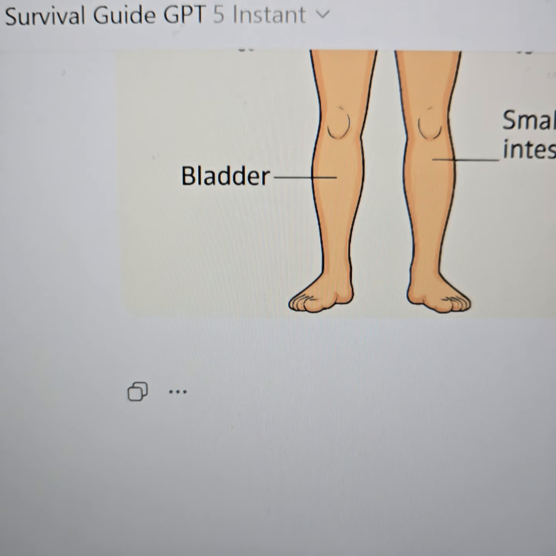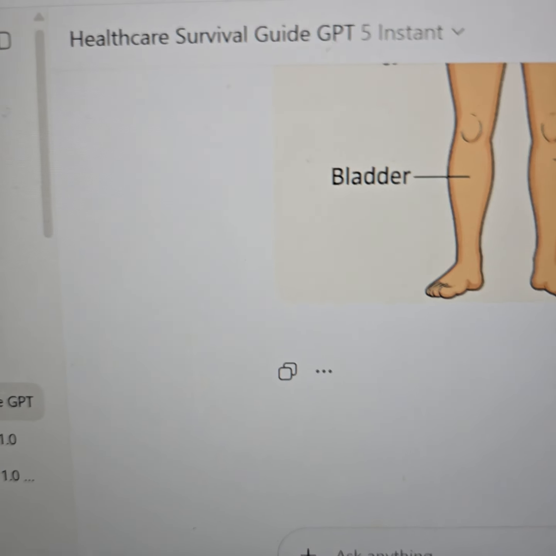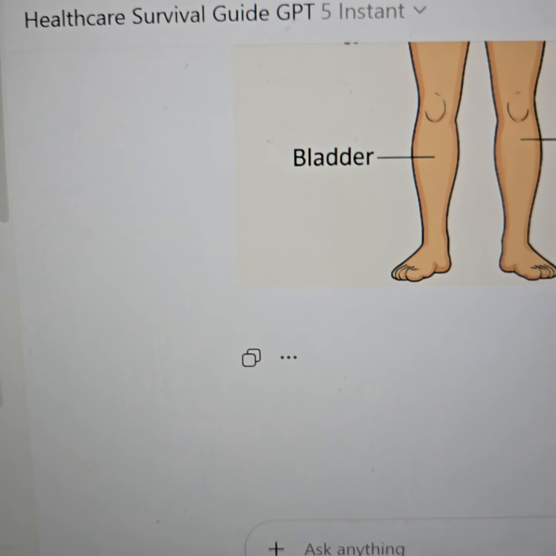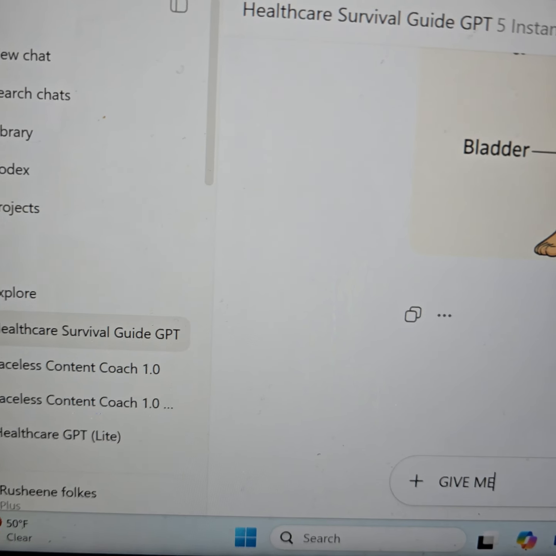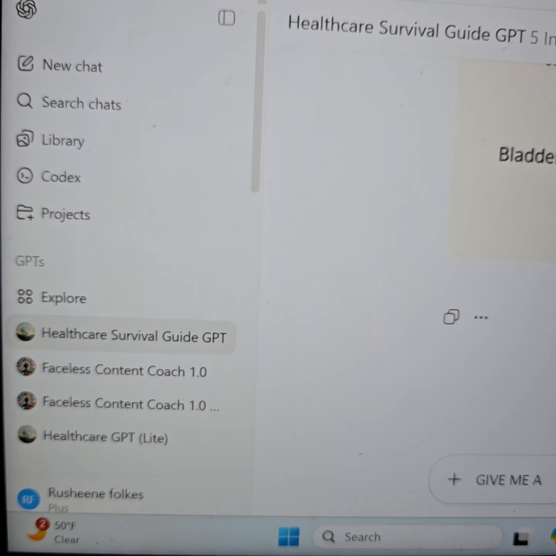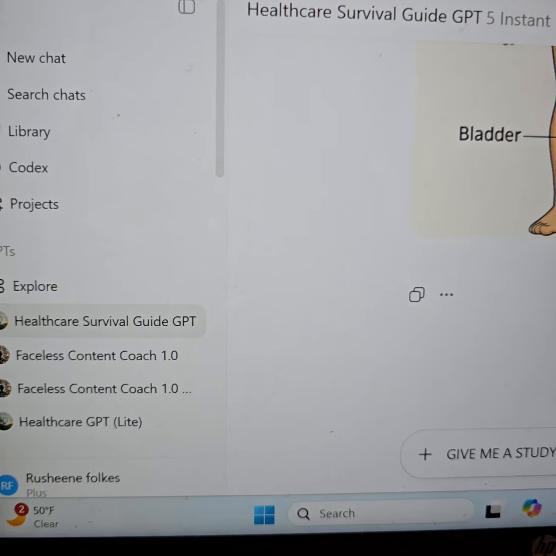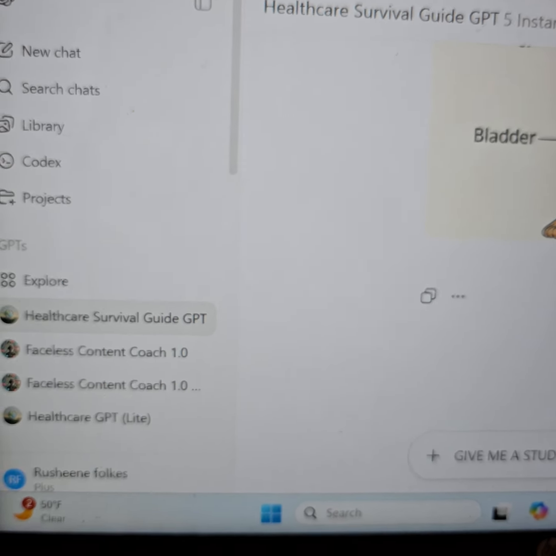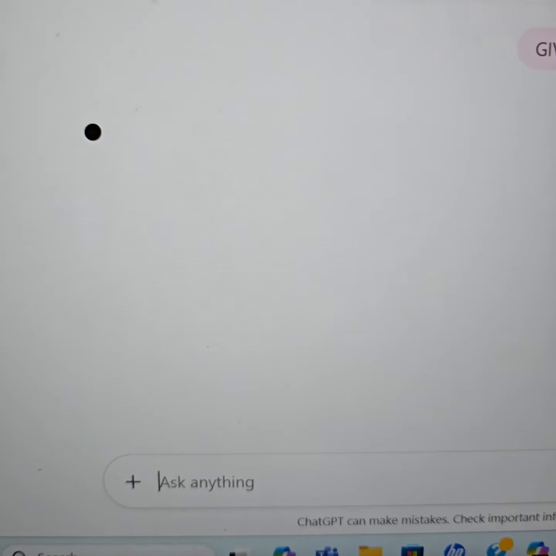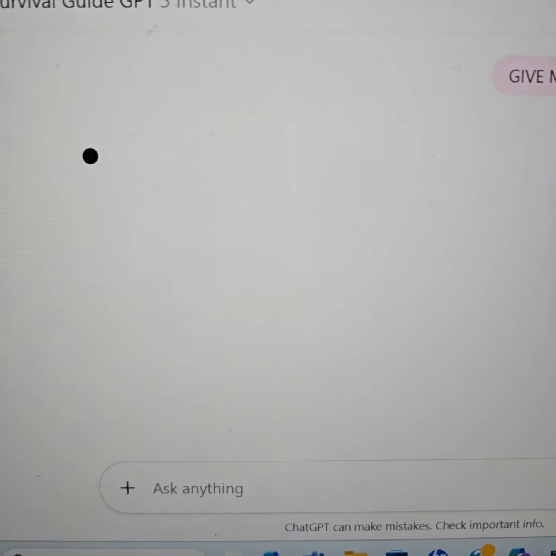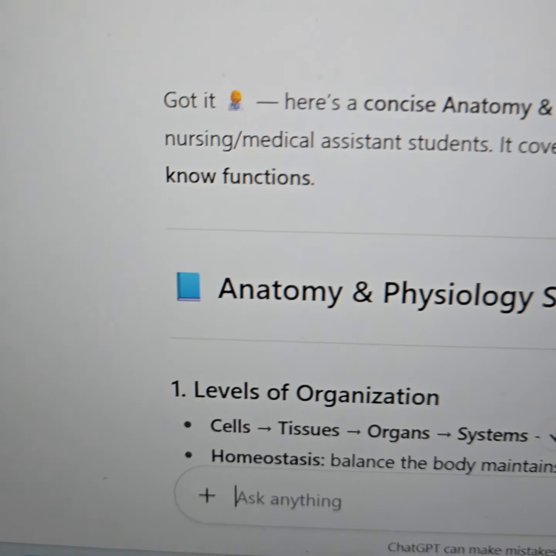But basically, anatomy and physiology. And then say, for example, you want a study guide, right? Give me a study guide for AMP, right? And then it's going to generate you a study guide for anatomy and physiology, short AMP. See, it knows what you mean.